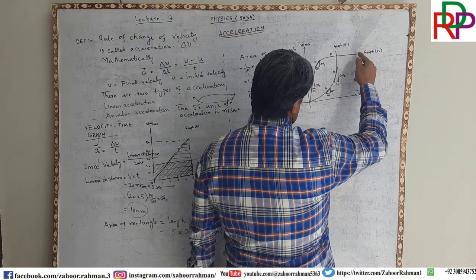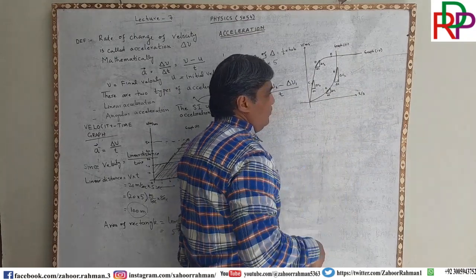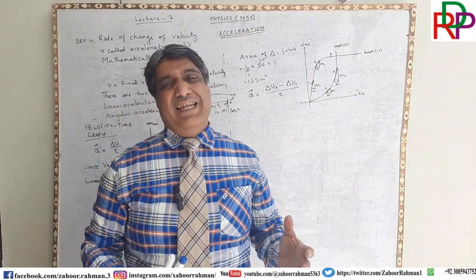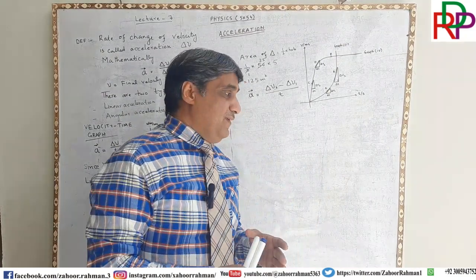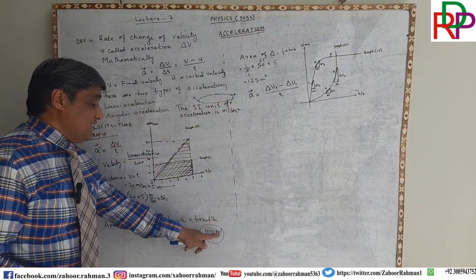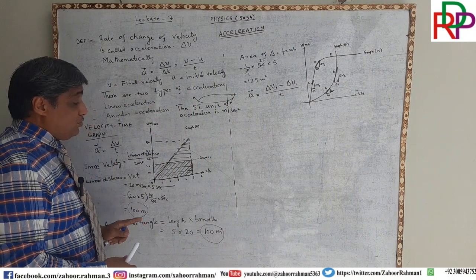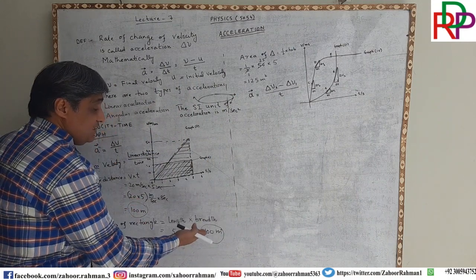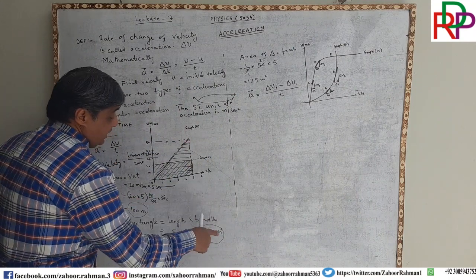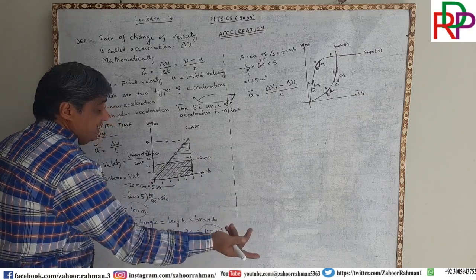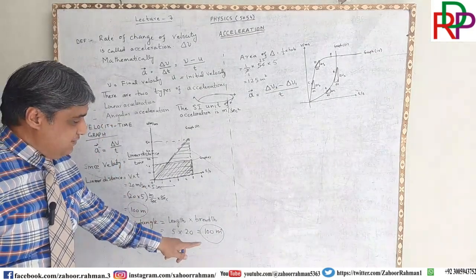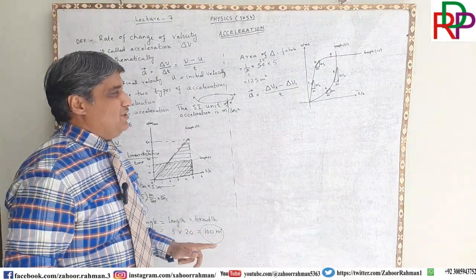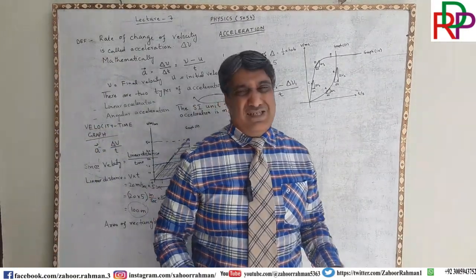Ladies and gentlemen, one thing you have to keep in mind is that if we want to find the distance covered by this object, we can find the area under the graph. For example, if the area comes out to be 20 meter square, or 100 meter square, it means that we have covered that distance.